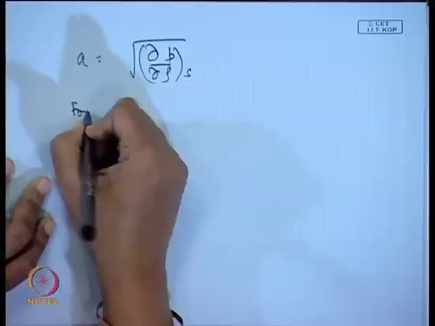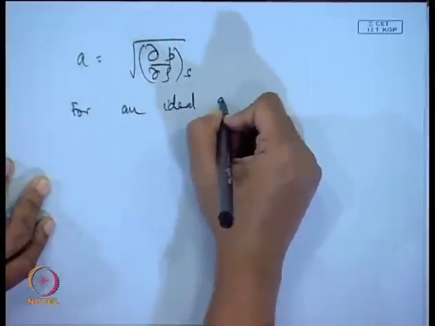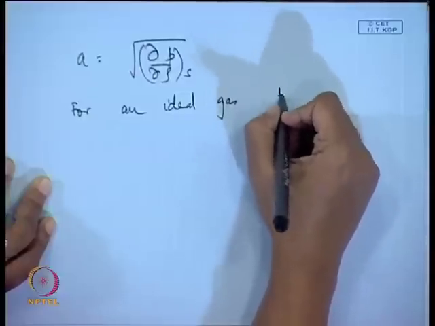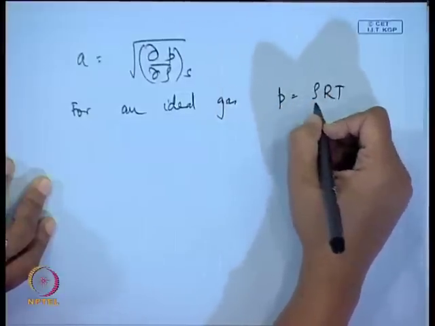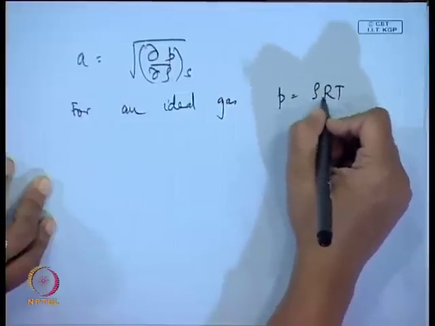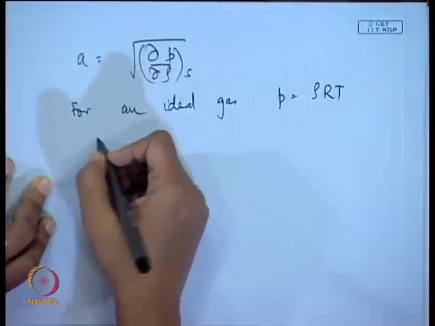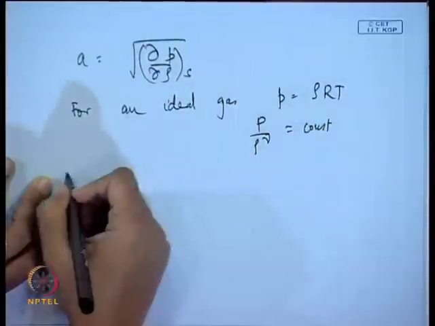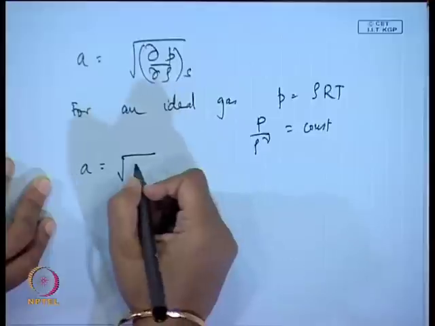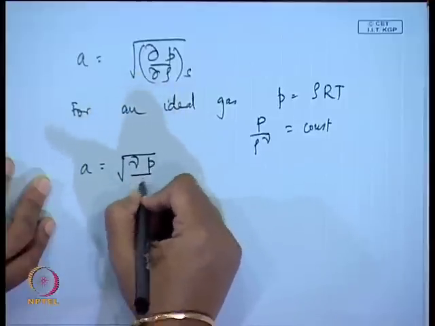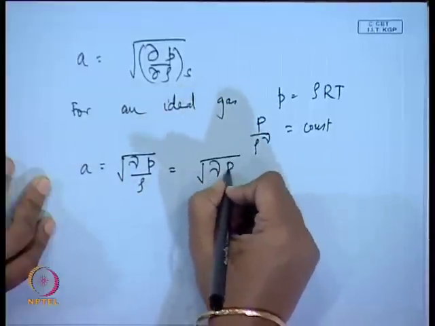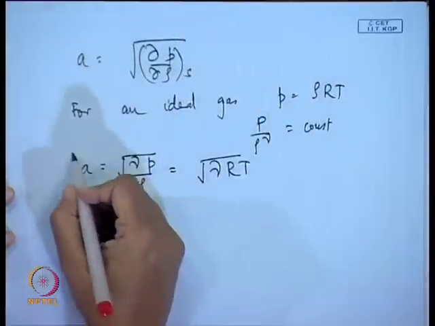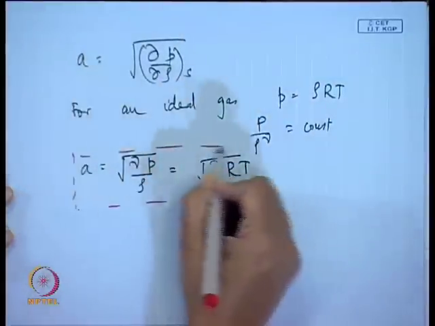Now, for a perfect gas or an ideal gas, as I have already mentioned, if the gas is far removed from its liquid state, we know P equals rho RT. So, if we perform the differentiation, we find that P by rho to the power gamma is equal to a constant. Therefore, A in terms of measurable properties is nothing but the square root of gamma P by rho, or in other words, it is the square root of gamma RT.